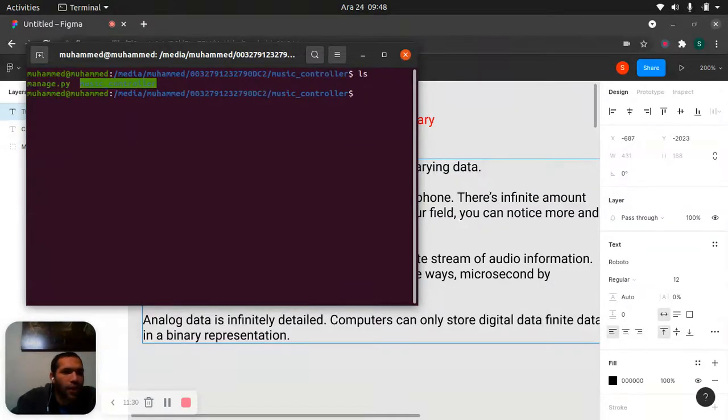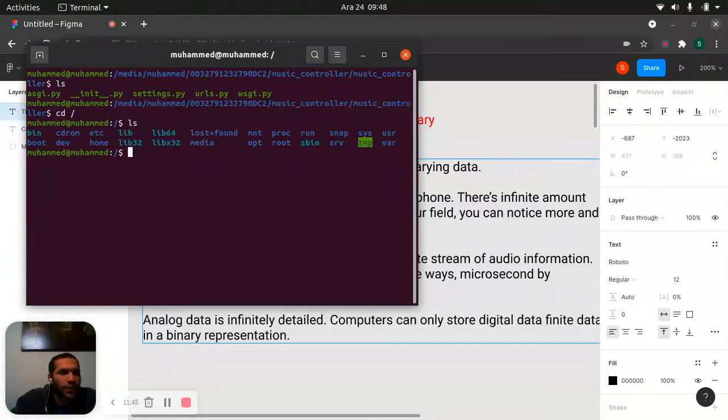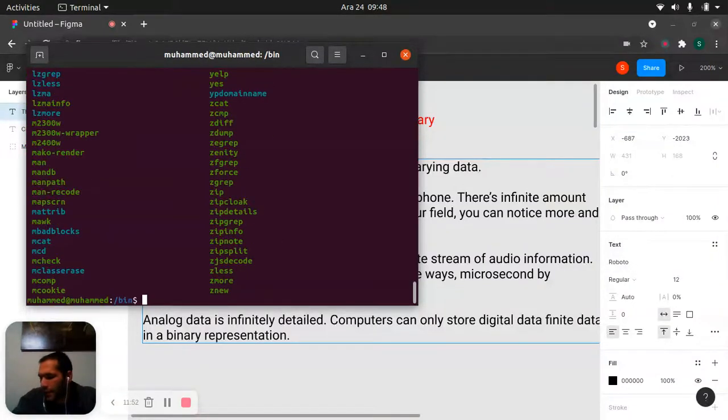There is manage pi, music controller. Go inside it, and anyway we have some Python file here, but what I want to do, I just want to show it to you. Anyway, I will go in binary. Let's say binary and let's come inside it. Okay, now in our place, what do you want to do? Maybe we can go in mon, this one, okay?